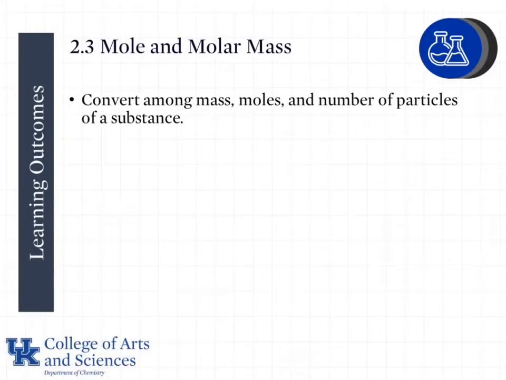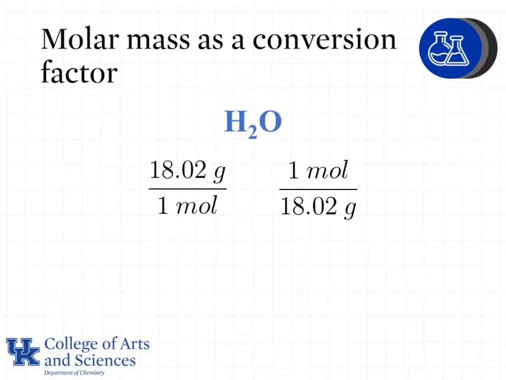In this lesson, we're going to see how we can use Avogadro's number and the molar mass of a substance to convert among values of mass, moles, and number of particles. So we learned how to calculate the molar mass. Now we can use the molar mass like a conversion factor or a relationship. Just like we use relationships between metric prefixes or other units, say 12 inches in a foot, we can use molar mass as a relationship to convert between grams and moles.